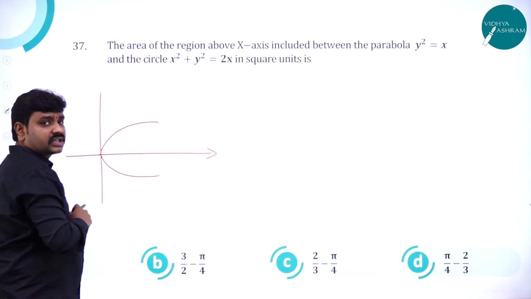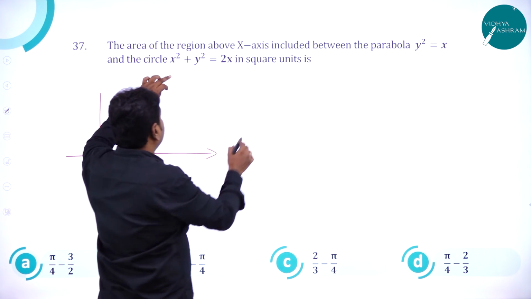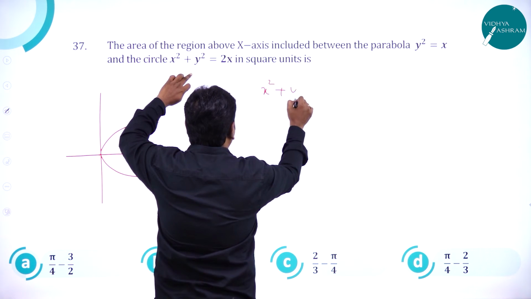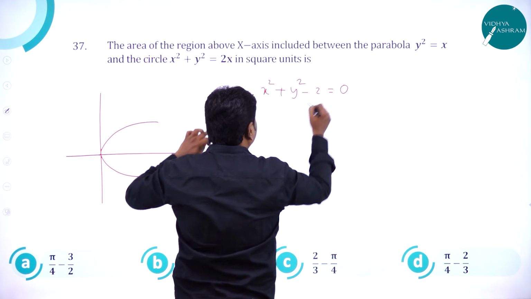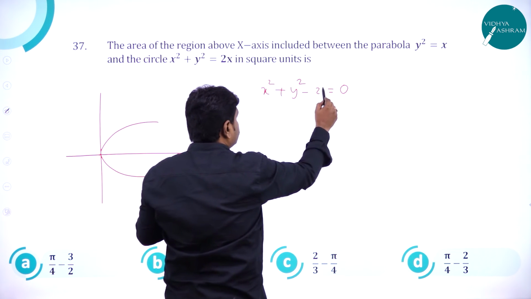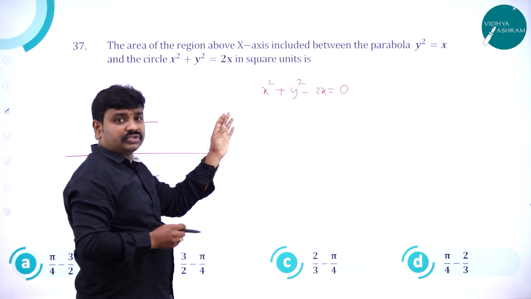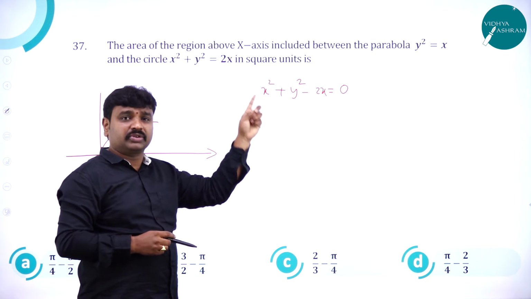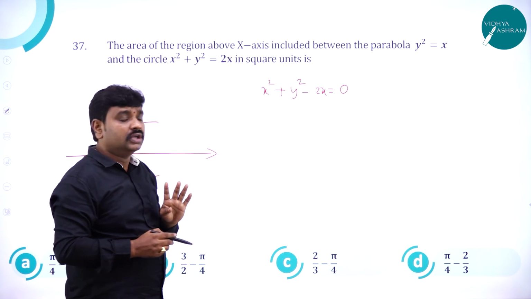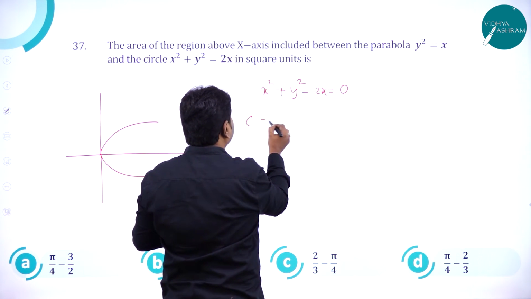This is y square is equal to x. And x square plus y square minus 2x is equal to 0. Now you know the standard equation of a circle, x square plus y square plus 2gx plus 2fy plus c equal to 0. In that, the center is minus g comma minus f.